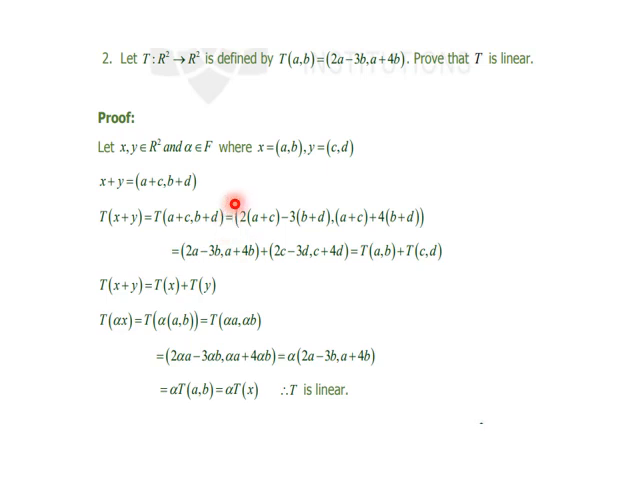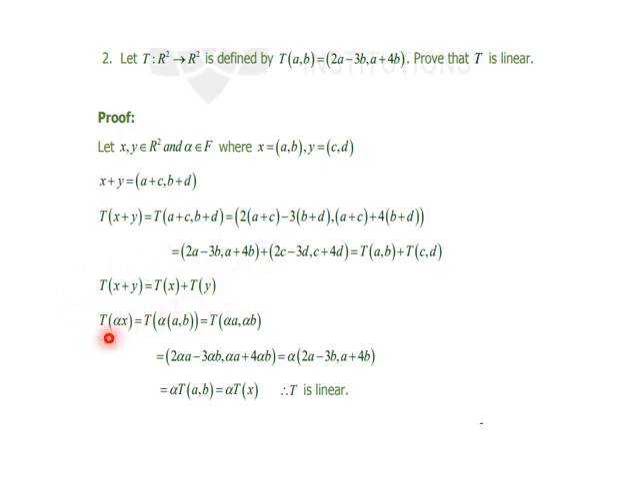So it is (2a - 3b, a + 4b) and then the remaining (2c - 3d, c + 4d). So this is T(a,b) and the other one is T(c,d). But (a,b) and (c,d) are x and y. So we are able to get T(x + y) = Tx + Ty.